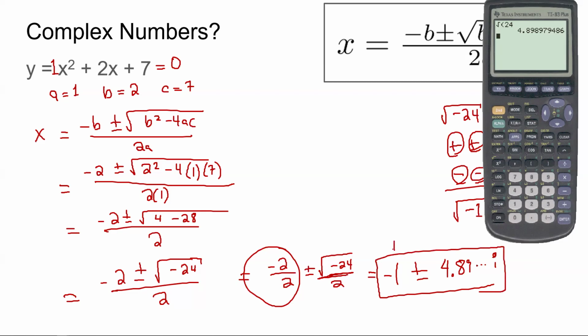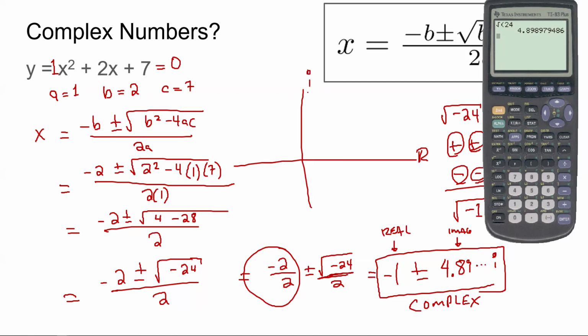That is a complex number. This part is real. This part is what we call imaginary. And when you put a real number and an imaginary number together, I hate the word imaginary because it's not imaginary. It's just not in our universe. It's on a different plane, on a different axis. Anyway, you're going to get a complex number right there. It is possible to graph that. I could have the real axis here, and I could have the imaginary axis here, and I could go back 1 and then up or down 4.89.